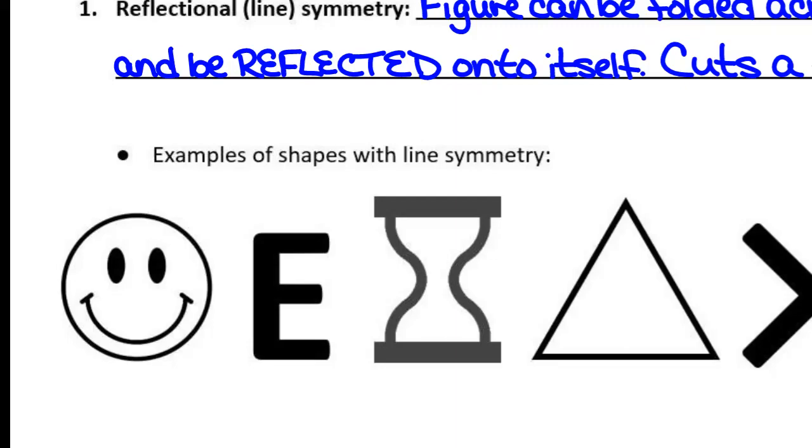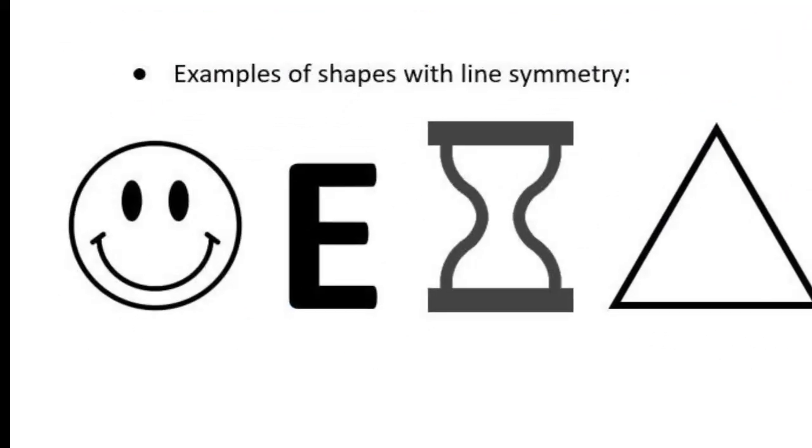All right. So let's look at some of these figures here and determine whether or not they have line symmetry. This smiley face right here, is there anywhere that I could draw a line that would cut the figure perfectly in half so that the two halves are identical? Can I take it and cut it that way and cut it perfectly in half? No. It cuts the circle perfectly in half, but it does not cut the smiley face in half.